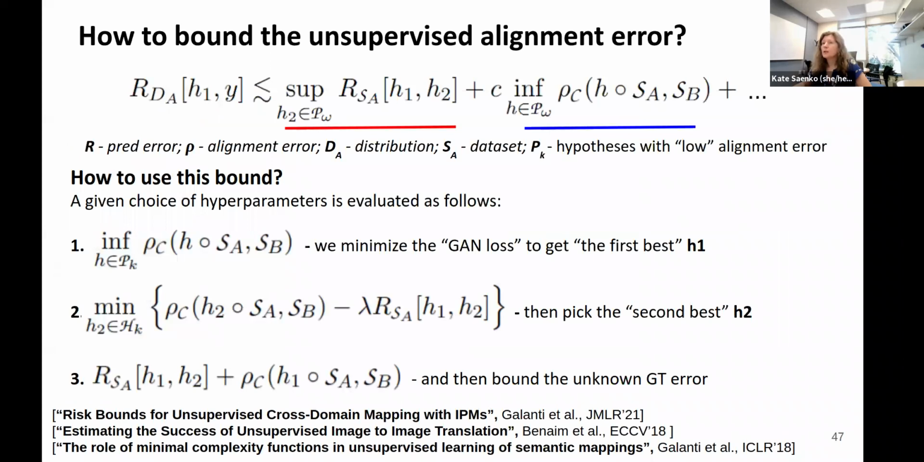How do they get the second H2? Is it just trained from scratch again? Just a separate cycle again trained?